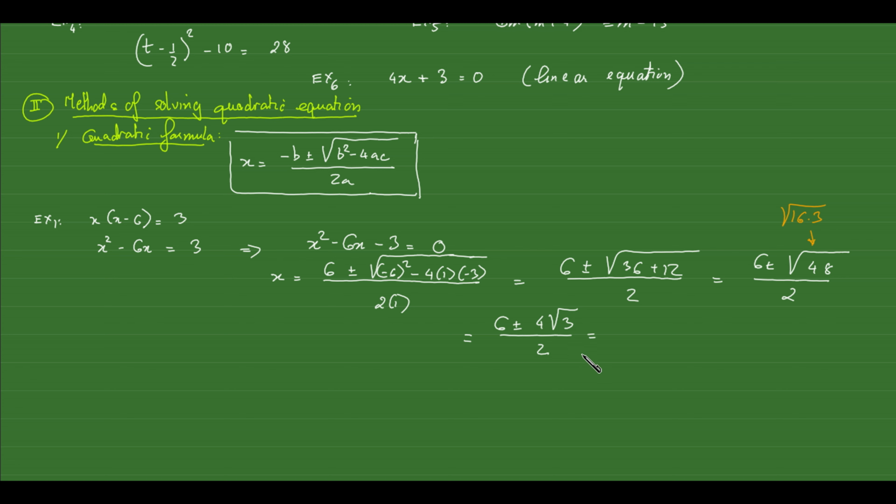Now we divide both sides by 2, so you have 3 plus or minus, since 6 divided by 2 is 3 and 4 divided by 2 is 2, 2 square root of 3.